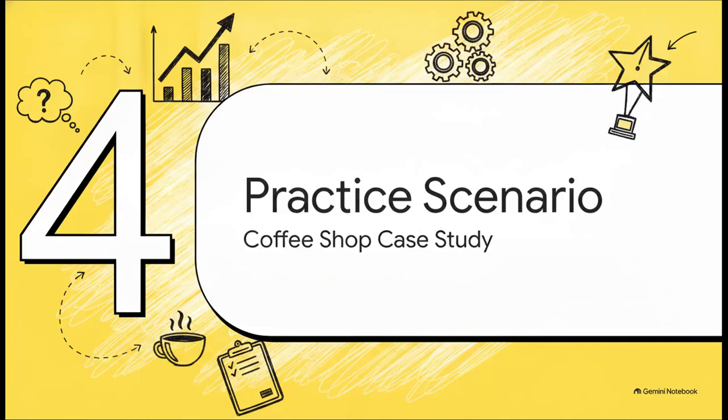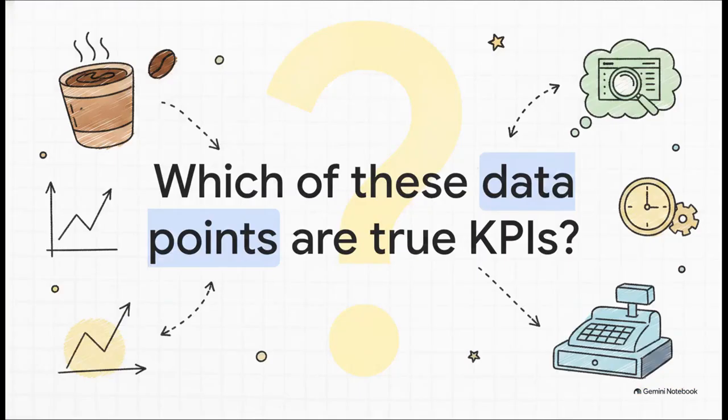All right, let's get into Section 4, practice scenario, coffee shop. Okay, let's put this into practice with a scenario-based analytical question, just like the ones you'll see on the final. Imagine you manage a coffee shop, right? Your overarching goal is to track and improve overall business performance. Your challenge right now is to look at a bunch of raw data from last month and deduce which items are actual KPIs versus which are just standard operational metrics.